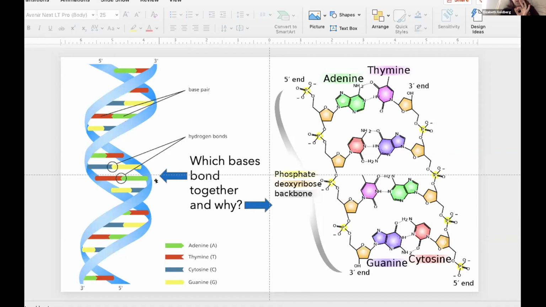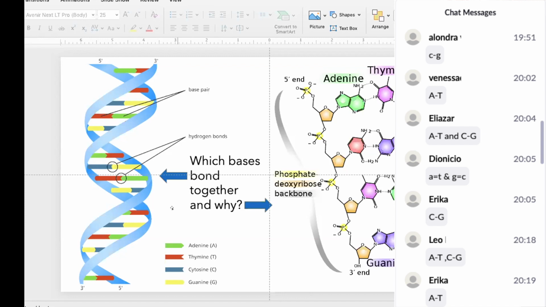I'm going to give everyone a minute. And again, in the chat feature, I want you to type which bases bond together. Once you figure it out, type it into the chat box. Okay, I see Alondra is saying C bonds to G, C standing for cytosine, G standing for guanine. Okay, let's see if anyone else has something else. Vanessa is saying that A bonds to T, A standing for adenine and T standing for thymine. Again, I'm not telling you that, you're telling me from the image. You're looking at the image and you're seeing that.